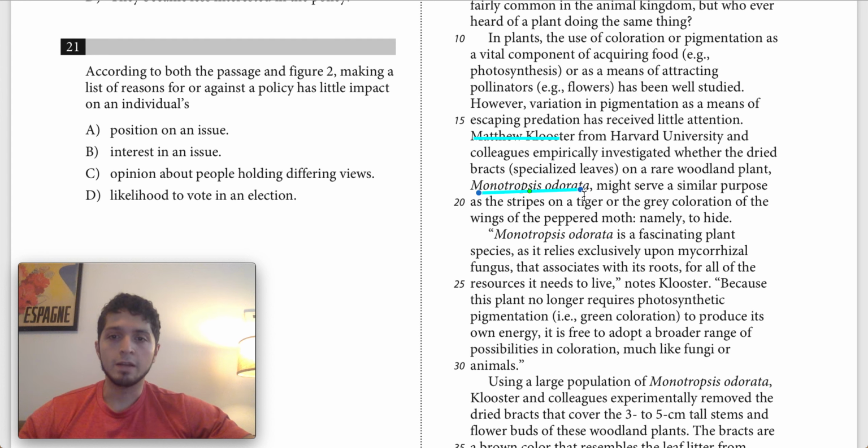So sorry, the leaves, right? The bracts, these are these specialized leaves. He's wondering if they might serve a similar purpose as the stripes on a tiger or the gray coloration of the wings of the peppered moth, namely to hide. So this little sentence here is basically saying the scientist wants to look and see if the bracts or the leaves are acting like camouflage.